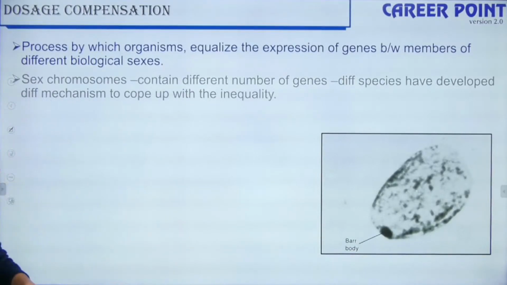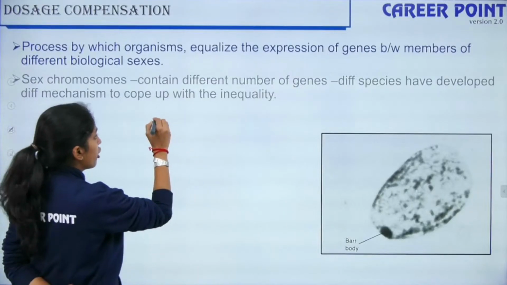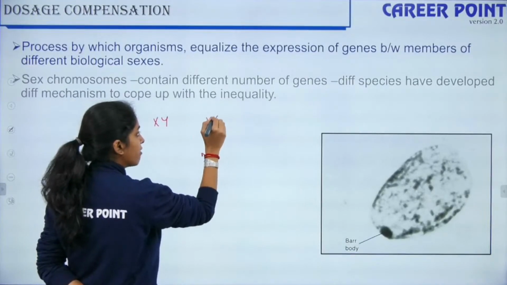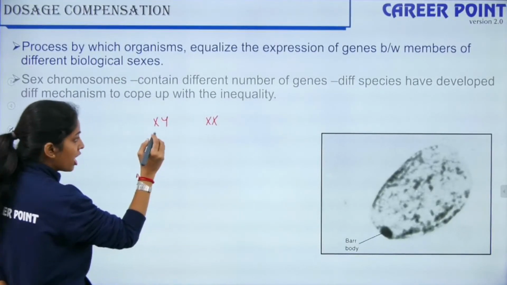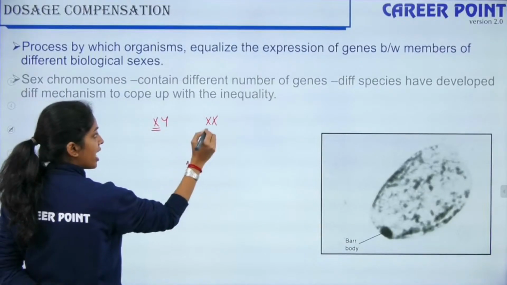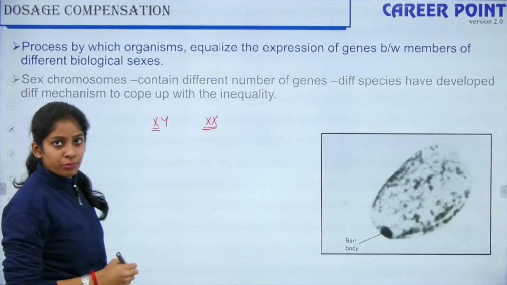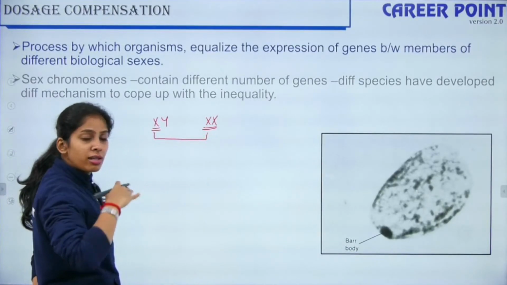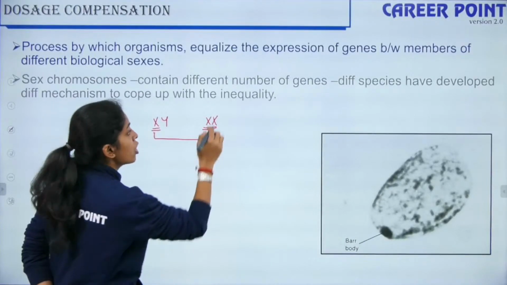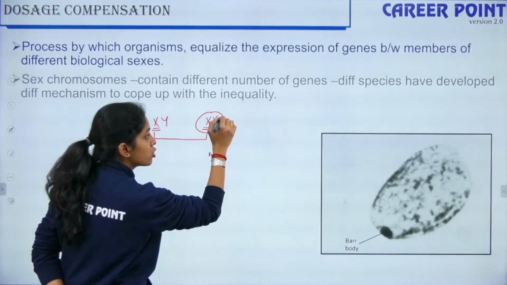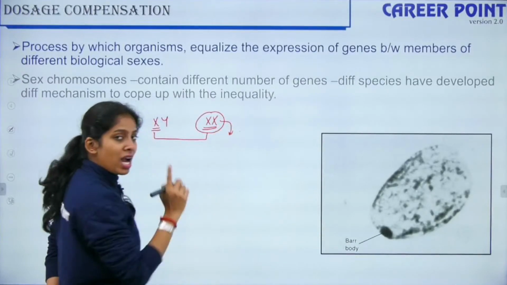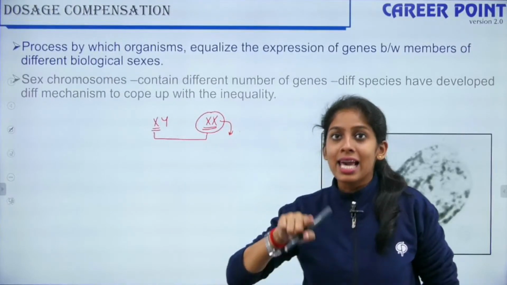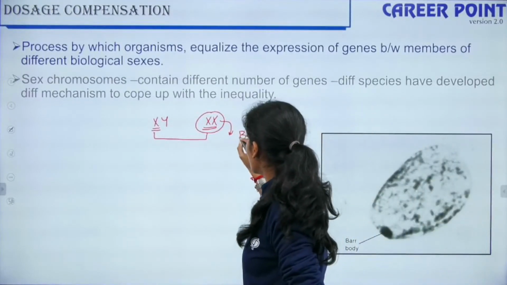So what is this dosage compensation? In the case of the human male, you have XY. In the case of the human female, you have XX. So here the male has only one X and the female has two X, right? To equalize the number of functional X chromosomes, one X chromosome in the female is always silenced. One X chromosome is silenced throughout the life of a female. This silenced X chromosome is called the Barr body.